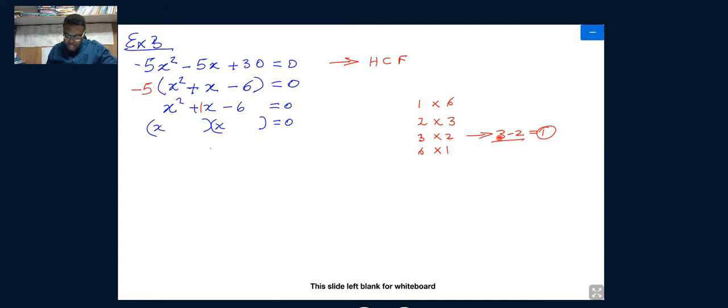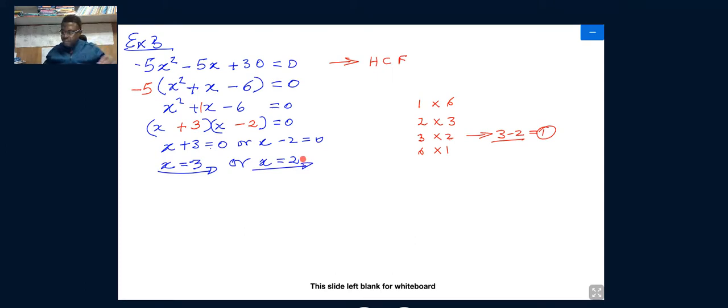This combination, 3 is positive and 2 is negative. Right. X plus 3 equal to 0, or x minus 2 equal to 0. X is equal to negative 3, or x is equal to positive 2. Right.